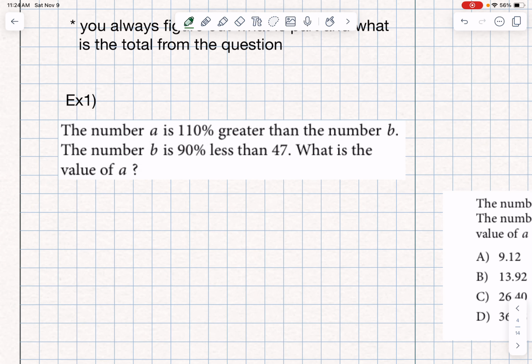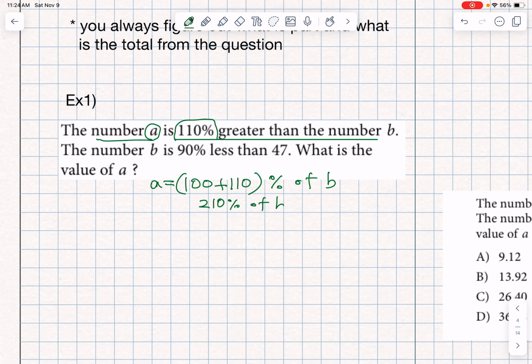The number A is 110% greater than B. Then what did I ask? Number A is 110% greater. Then you have to add 100 plus 110% of B. That's what that means. So 100 plus 110 means 210% of B. Then I can express this as a decimal, moving two places to the left. So A equals 2.1 times B.